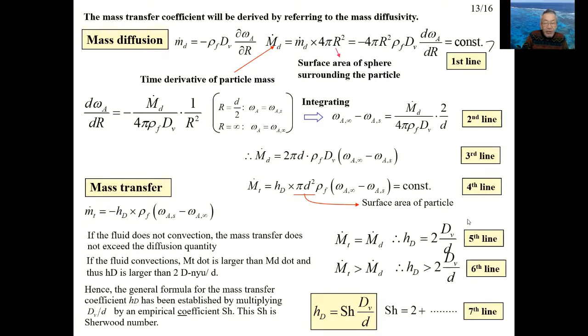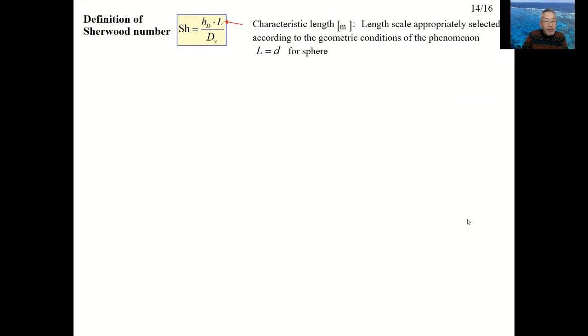This coefficient Sh is called Sherwood number. Sherwood is also the name of the researcher. Similar to the Nusselt number, when the quantity of mass transfer is equal to the quantity of mass diffusion, Sh is equal to 2. The Sherwood number is generally defined this way. In the case of a sphere, the diameter is taken as the representative length.